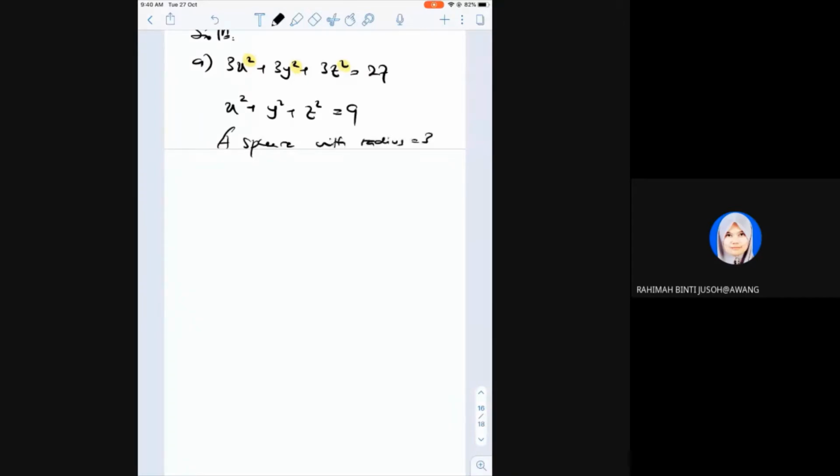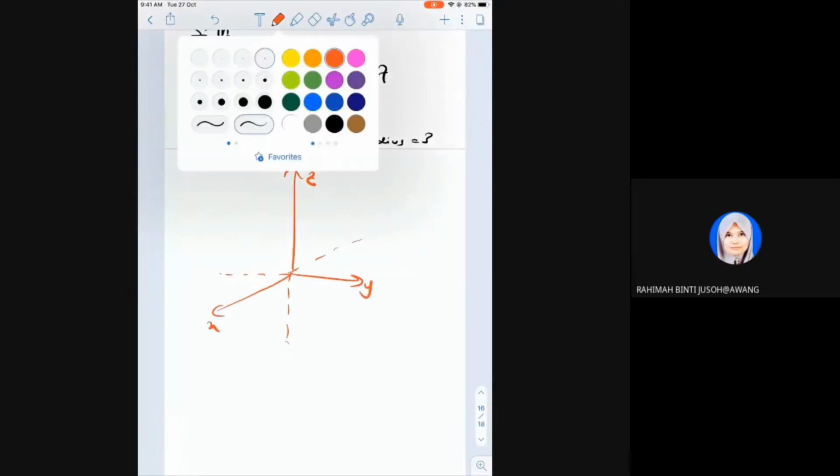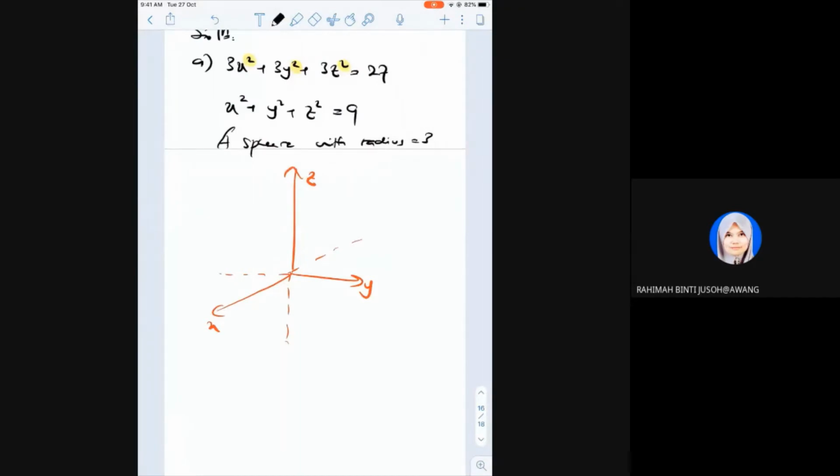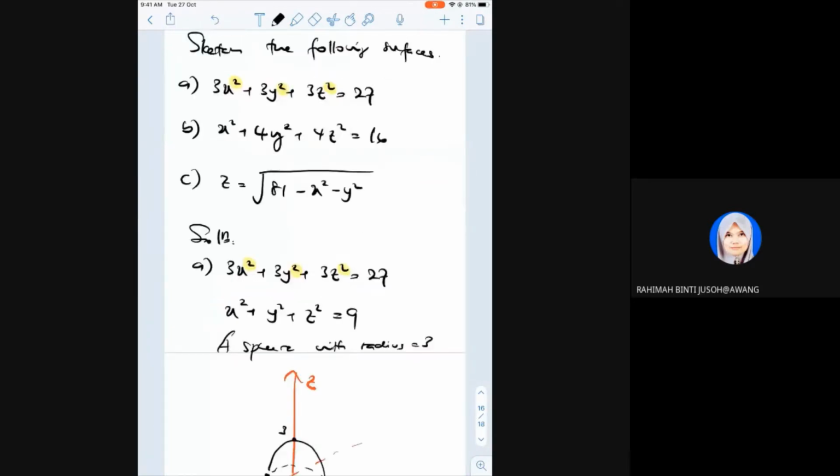Okay, so just simply sketch the graph in 3D. X, Y, Z. So dia jadi sphere lah. Mula-mula you buat tengah. Lepas tu you buat bumbung dia. Lepas tu you buat bawah dia. Macam tu. So this is the radius 3. 3 here, 3 here. Sini negative 3, like that. Okay, that's the sphere.